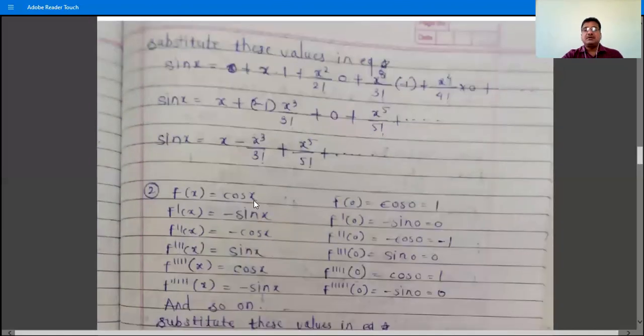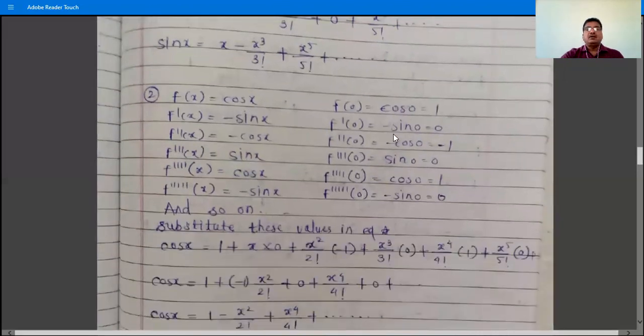Similarly, the expansion for cos x: f(x) is equal to cos x. And therefore, we have f of 0 is cos 0, which is 1. Then f dash x is minus sin x, the derivative of cos x being minus sin x. Then f dash 0 is minus sin 0, which is 0. f double dash x is minus cos x, the derivative of sin x being cos x. And f double dash 0 is what? Minus cos 0, that is minus 1. Then f triple dash x, the derivative of minus cos x, is plus sin x, since minus minus becomes plus. The value at 0 is sin 0, which is 0.